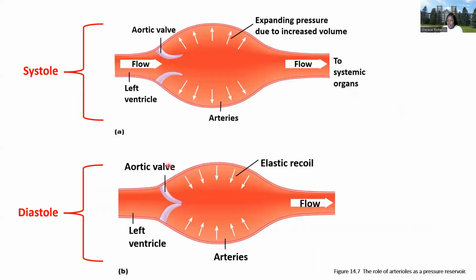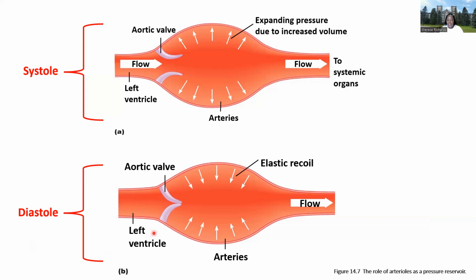All right. So here is an image to illustrate that idea. So we've got systole here. Blood is flowing during systole from the left ventricle through the aortic valve out into the aorta. Notice the way that the aorta is expanding. Right? Notice the direction of the arrows, which is showing us the vessel is expanding. Because it is so elastic, it's going to capture that pressure in the walls. And then we're going to have flow to the systemic organs during the systolic phase.